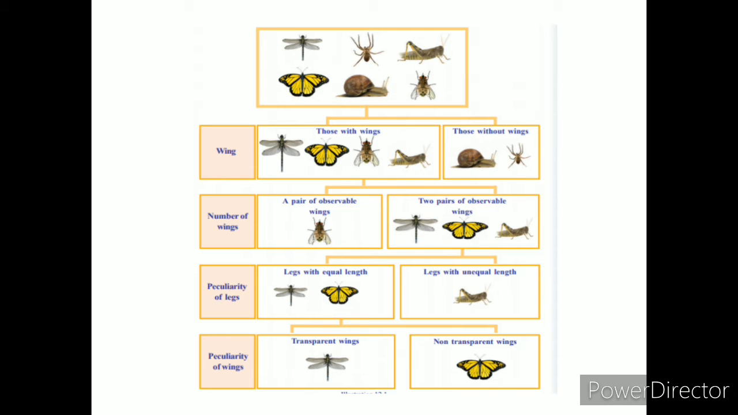So the organisms such as butterfly, spider, dragonfly, cricket, snail, and housefly are classified based on the presence or absence of wings. First they are classified based on the presence or absence of wings, then on the number of wings, then based on the peculiarity of their legs, and finally on the peculiarity of wings. So these were the criteria used here for the classification of these animals.